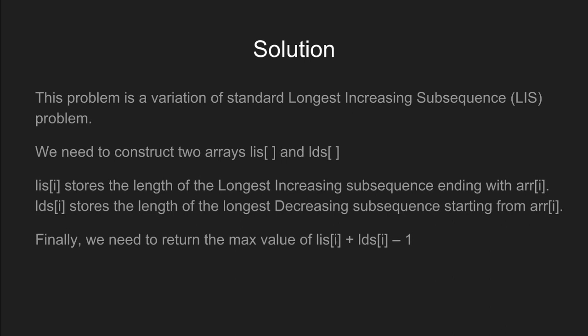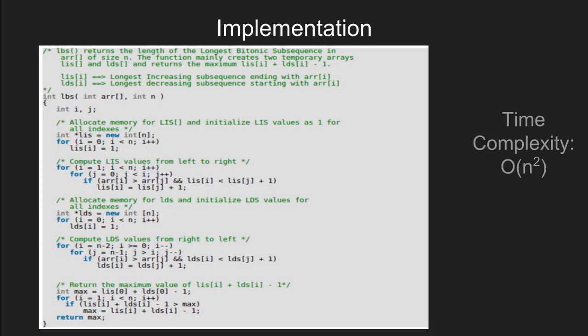As LIS[i] gives us the length of the longest increasing subsequence ending at array[i], and LDS[i] gives us the length of the longest decreasing subsequence starting from array[i], the overall length is that of the Bitonic sequence, which is first increasing then decreasing. We subtract 1 as array[i] is counted twice in this subsequence. And finally, we need to return the maximum value of LIS[i] + LDS[i] - 1.